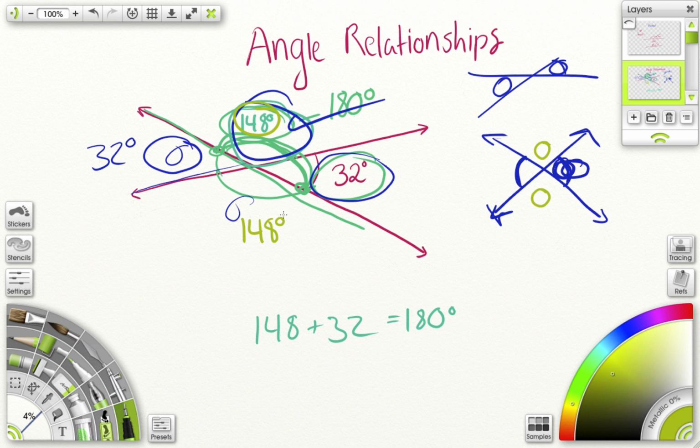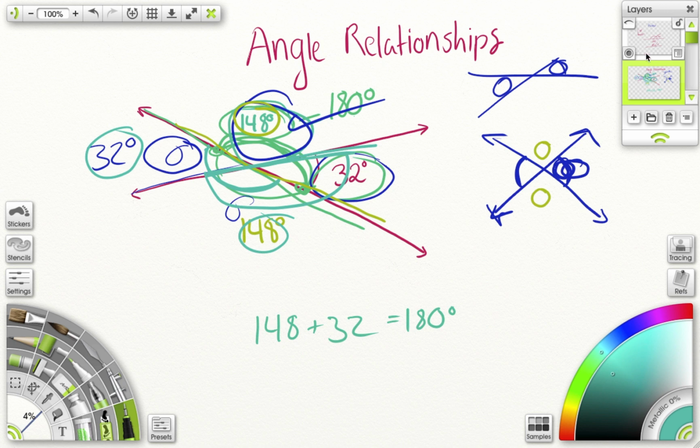And do you see what kind of happens there? There's a pattern, 148, 32, 148, 32. It goes into a pattern around it. But also, we have this straight line here. You know how our straight line has to add up to 180? 32 and 148 equal 180. There we go. What if we were looking at this straight angle right here, 148 and 32? We know they equal 180.